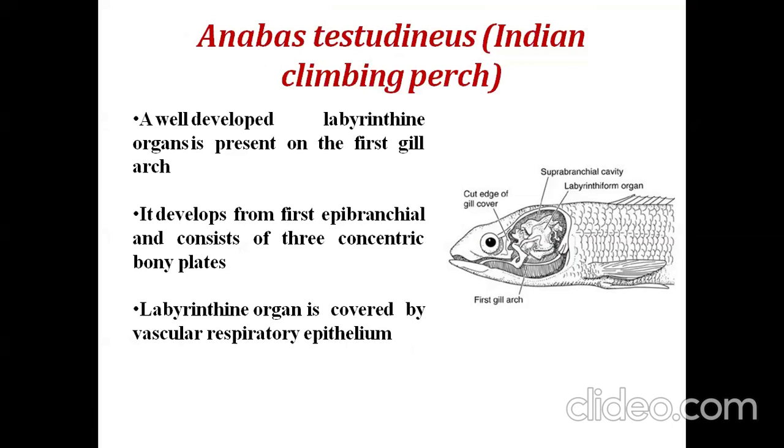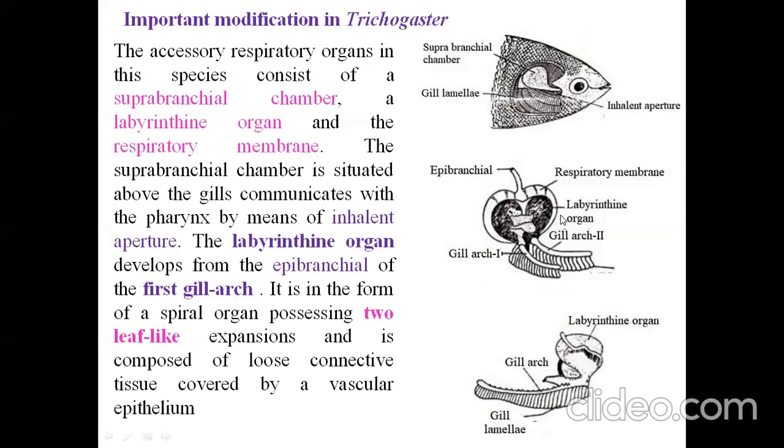As I have shown, the labyrinthine organ is placed on the first gill arch and it develops from the first epibranchial and consists of three concentric bony plates. The bony plates are not represented here, but it will have three circular or concentric bony plates. And the labyrinthine organ is covered by vascular respiratory epithelium. And this is the modification observed in Trichogaster.